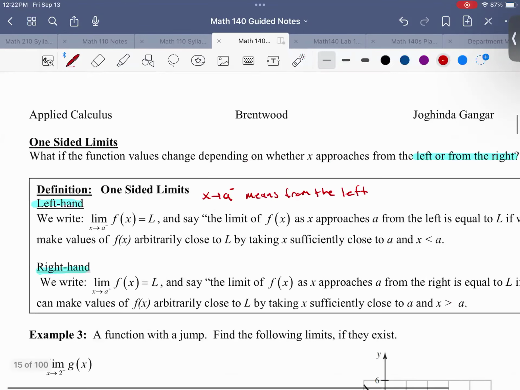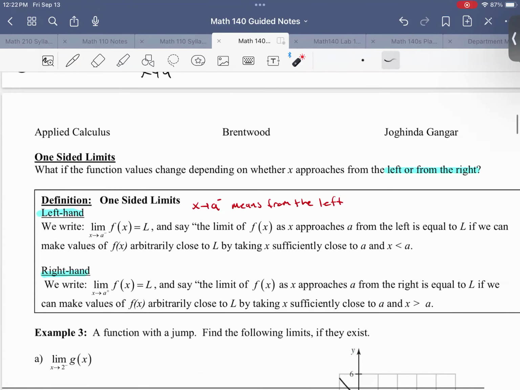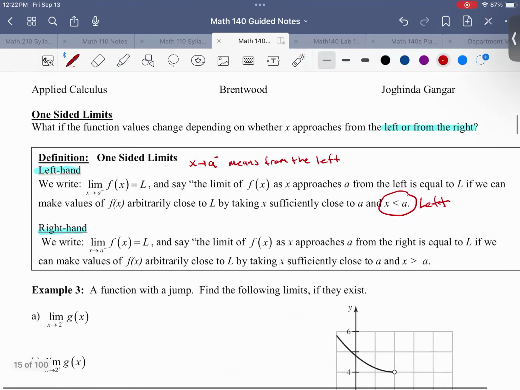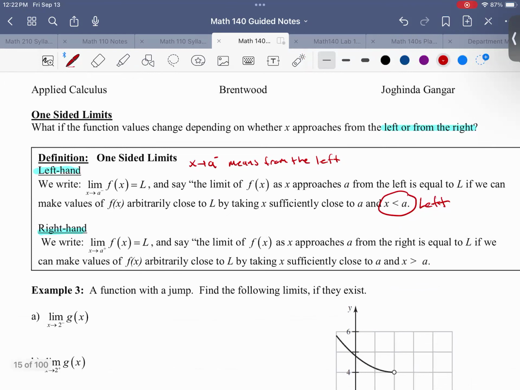Okay, let's keep reading. So we say the limit as x approaches a from the left is equal to L if we can make values of f(x) arbitrarily close to L by taking x sufficiently close to a and x is less than a, meaning all x values less than a, coming from the left side. Okay, so that's a left side limit. Let's look at the right side limit now.